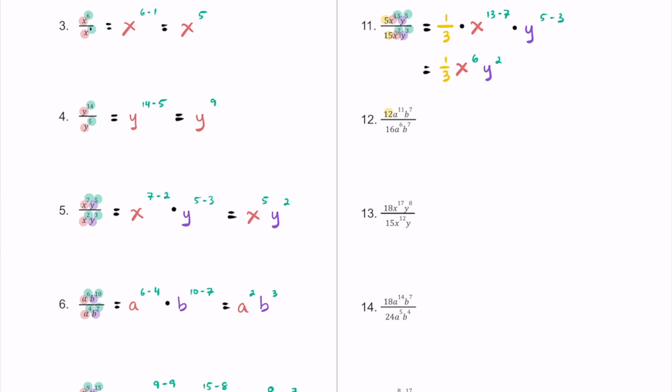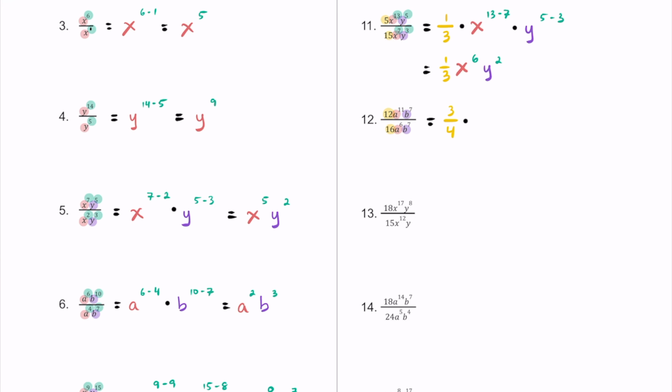For number 12, notice these coefficients of 12 and 16. We'll simplify those in a moment using their GCF. Then we have these common bases of a, as well as b. Looking at that 12 and 16, their GCF is going to be 4. So dividing 12 by 4, we're going to get 3 in the numerator. Then dividing 16 by 4, we're going to get 4 in the denominator. So 12 over 16 is just 3/4.